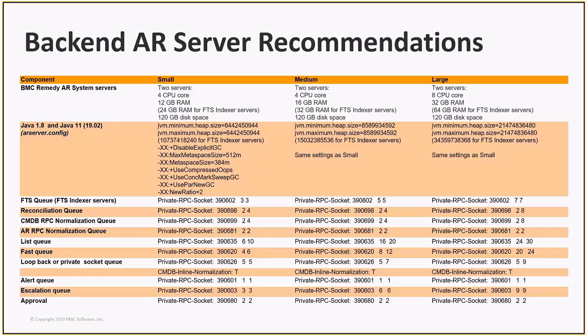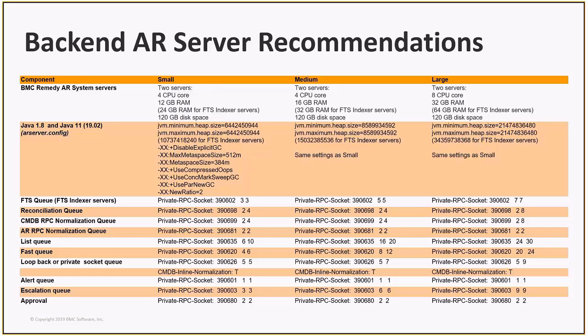The CMDB RPC normalization queue and the AR RPC normalization queue are both queues that the normalization engine uses. Depending on your environment, the normalization engine can get quite busy. One of the things we do here is set it with enough threads, but not too many, because if you assign too many threads, you could end up taking too much CPU time for normalization jobs. Now, the list and the fast queue, we know they're not going to be as heavily used in these environments as in the user-facing environment, but we still recommend setting these larger as your size grows.